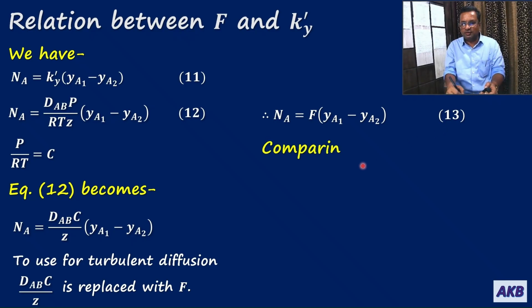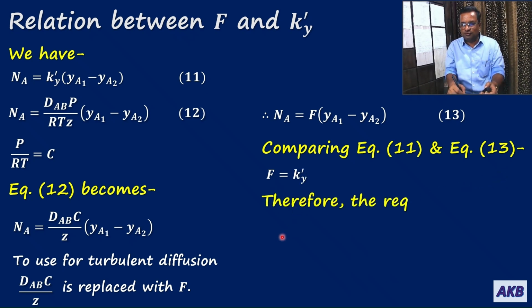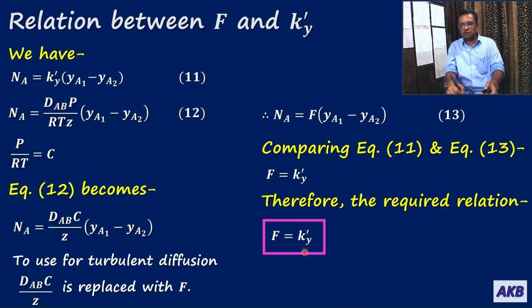Now next we will be comparing equation number 11 with equation number 13, and the comparison gives F is equal to K dash Y. So the required relationship in this case is F is equal to K dash Y. This is the relation between F and K dash Y. I hope you have understood how we get this relationship. If you have any doubts, please mention them in the comment section.